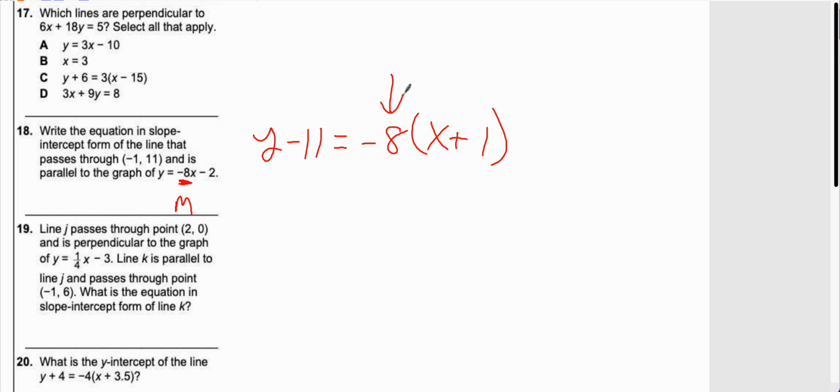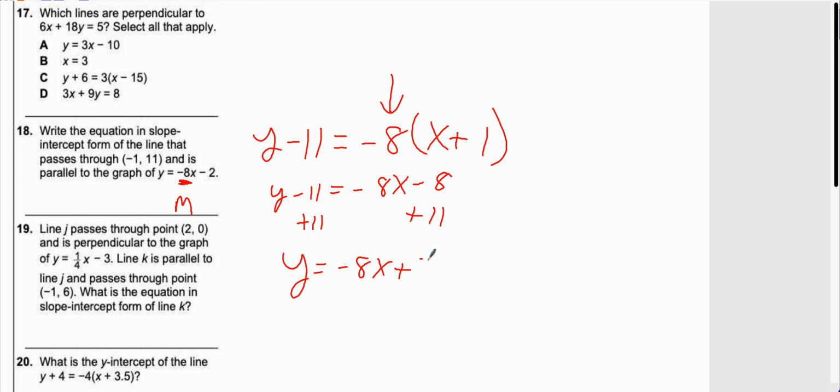Now I just need to do what? Write it in slope-intercept form. Now I need to get slope-intercept, so I need to solve for y. So two steps. y minus 11 equals negative 8x minus 8. Add 11. y equals negative 8x plus 3.